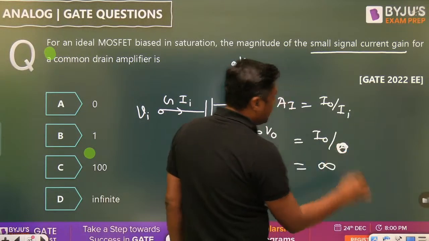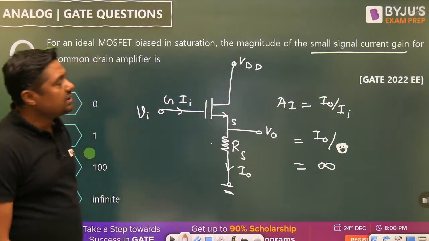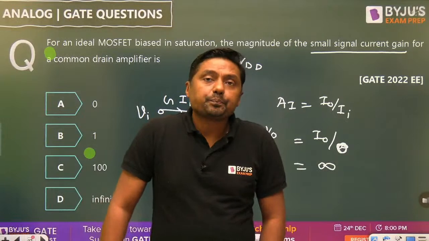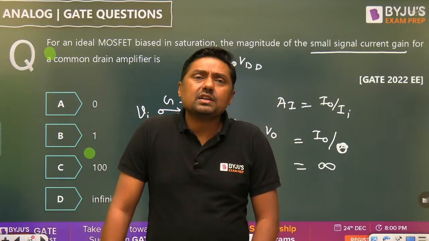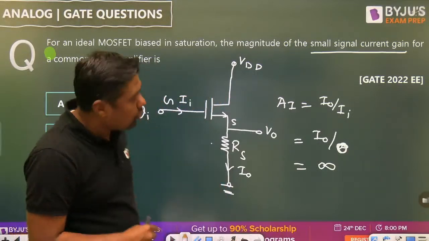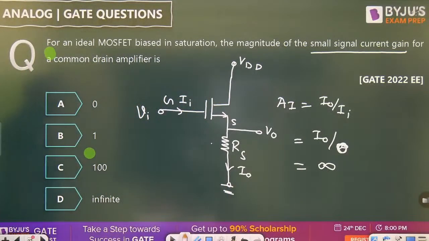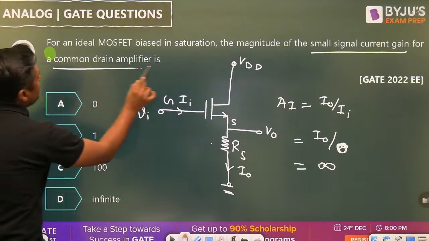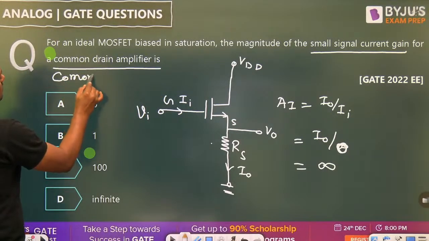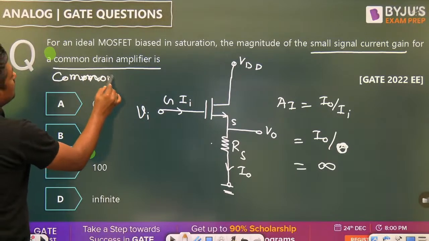Gain will become infinite. So current gain is simply infinity for common drain. And what is the another name of common drain? Give me the answer in comments box. Common drain amplifier is also called, and it is similar to common collector.